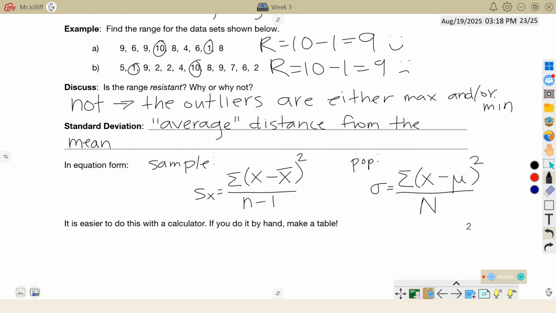Good. So I've calculated my average. I have to undo the squaring. How do I undo squares? Square root. Where is square root, that whole thing? Square root.